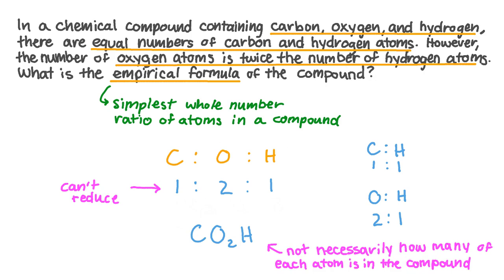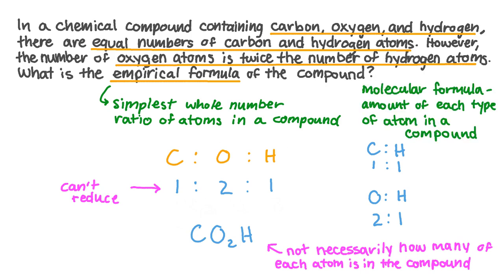Because this formula just tells us the ratio of carbon to oxygen to hydrogen in the compound, that doesn't necessarily mean that there's one carbon atom, two oxygen atoms, and one hydrogen atom in the compound. The type of chemical formula that does tell us that information is the molecular formula, which tells us the amount of each type of atom in the compound, not just the simplest whole number ratio of atoms. But we were just tasked with finding the empirical formula of this compound, which is CO2H.